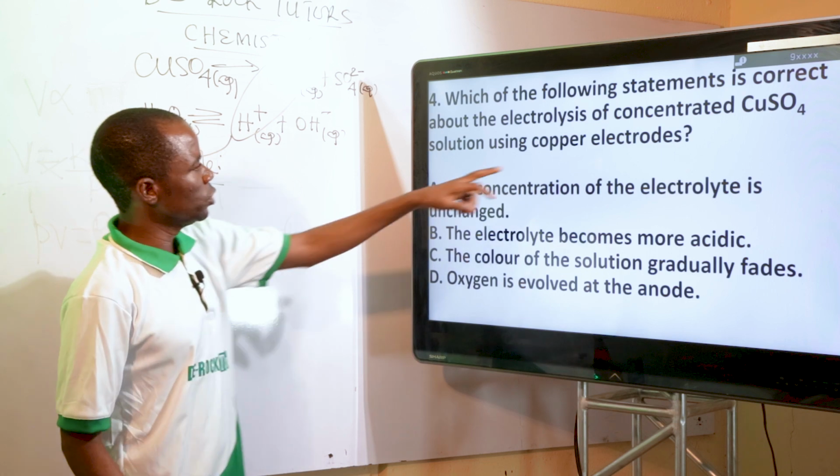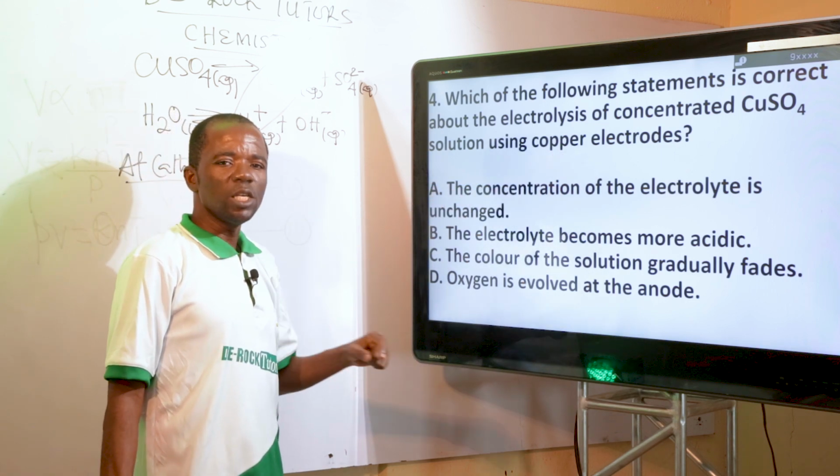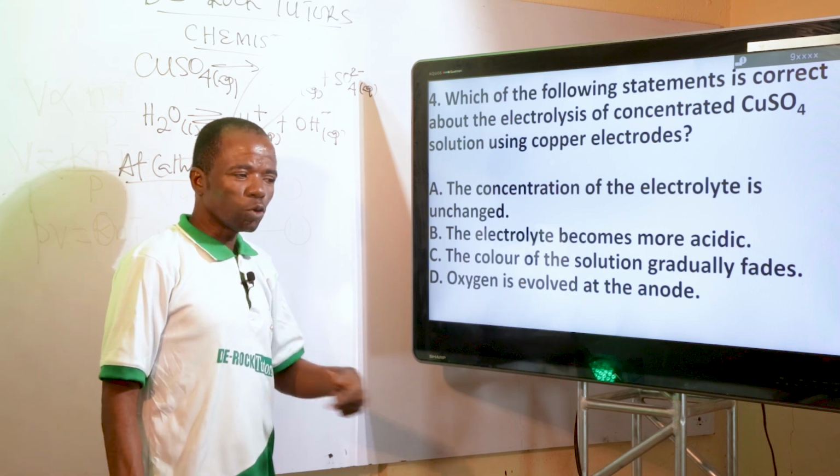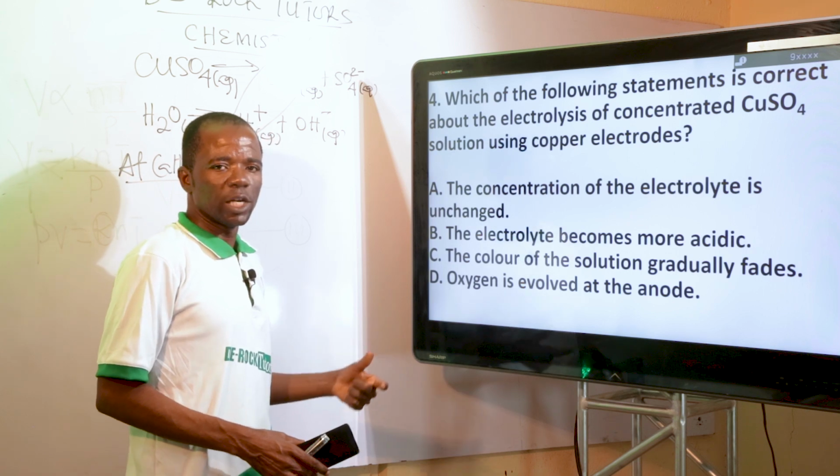And the electrode being used here is copper electrode. Don't forget, copper electrode is an example of an active electrode, which means it's going to take part in this chemical reaction, in this electrolysis.